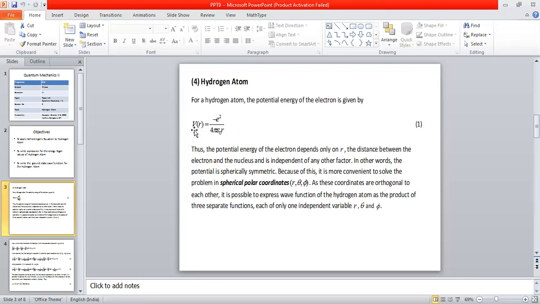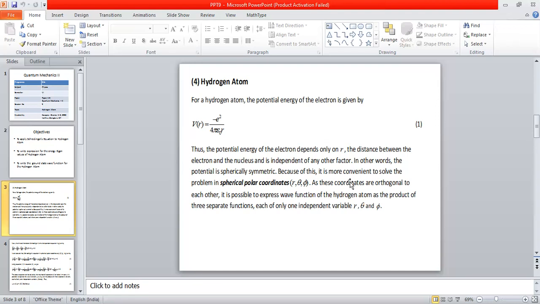The potential energy is a function of the distance between the nucleus and the electron. Because in the case of the hydrogen atom, the nucleus is nothing but a proton, we write that distance as r. So the potential energy V of r is given by minus e squared divided by 4 pi epsilon naught r. Therefore, we can conclude that the potential energy is a function of only the distance between the nucleus and the electron. This potential energy is independent of any other factor.